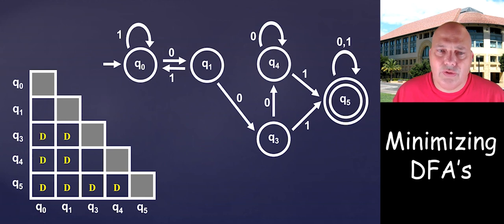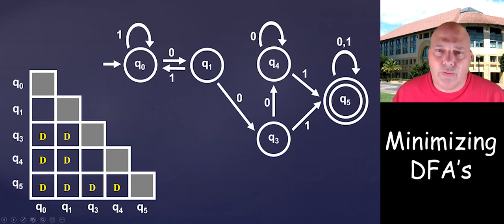Similarly, we can show that Q0 is distinguishable from Q4 and Q3 because when you take a 0 from Q0, you reach Q1, and when you take a 0 from Q4, you reach Q4. Similarly, from Q3, you reach Q4. We already know that Q1 and Q4 are distinguishable, and therefore we can conclude that Q0 and Q4, and Q0 and Q3, both of them are distinguishable.